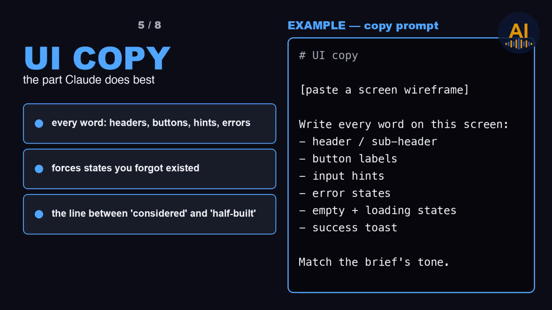Phase 5, UI copy. This is where Claude is strongest. Paste a screen. Ask, write every word on this screen. Headers, button labels, hints, errors, empty states, loading states, success toasts. Match the tone of the brief. Claude will surface states you forgot existed. What does the screen say when the list is empty? What if the network fails mid-action? Good UI copy is the difference between an app that feels considered and one that feels half-built.